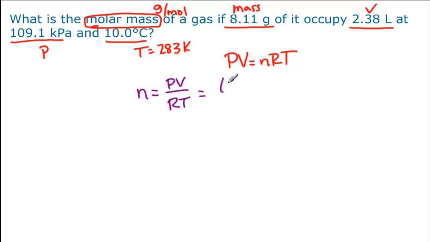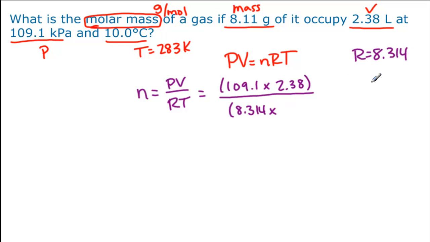So our pressure is 109.1 kPa. Our volume is 2.38 liters. We're going to divide that. Now our R value, we're using kPa, so our R value is 8.314. And then our temperature is 283 Kelvin. So when you solve this, you end up with 0.110 moles.